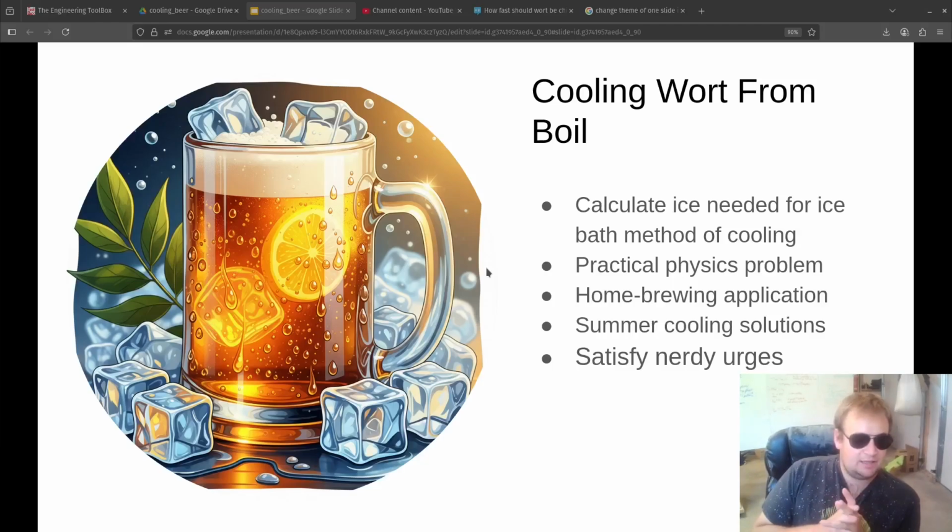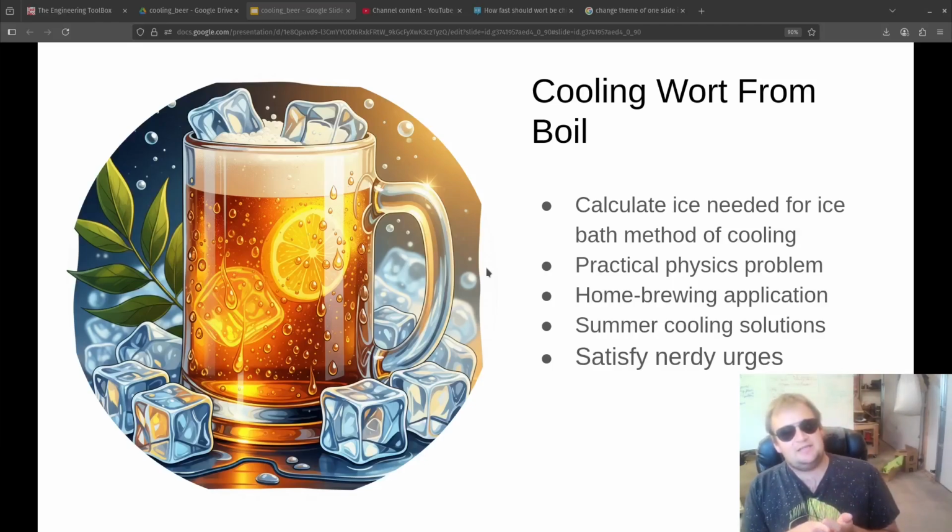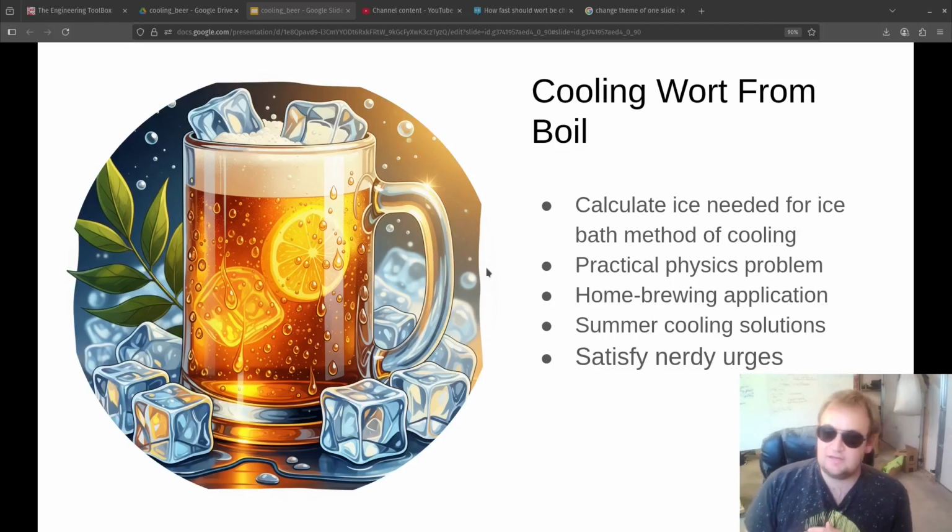Now, normally out here in Canada, I can use this method, but instead of adding ice, I just shovel snow onto the kettle for however long. But this time I need to figure out: how much ice do I need? I also did the calculations to satisfy my own nerdy urges that I have all the time.